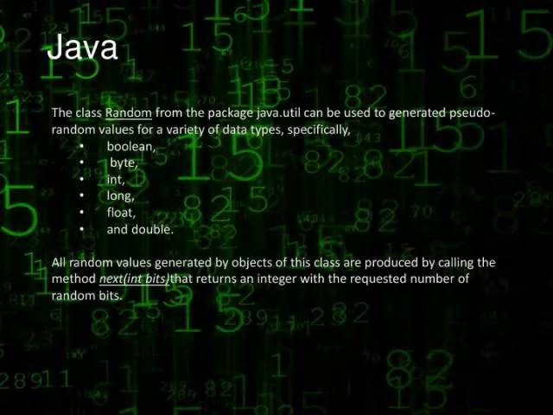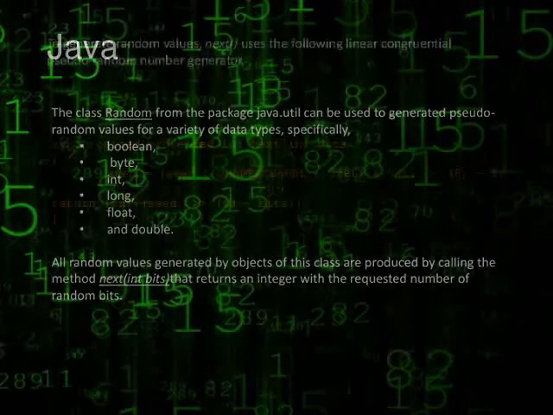Internally, all random values generated by objects of this class are produced by calling the method next, that returns an integer with the requested number of random bits. This value is then used to generate the various type-specific random values. The implementation is convenient as it allows subclasses of Random to simply replace this method with one that implements an alternative pseudo-random number generator, and then all of the other type-specific methods will generate random values using the new algorithm.